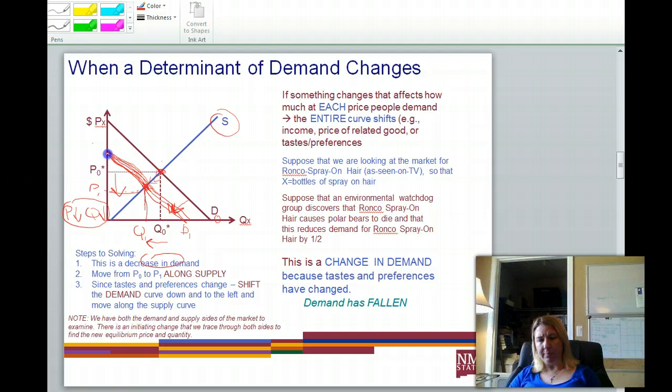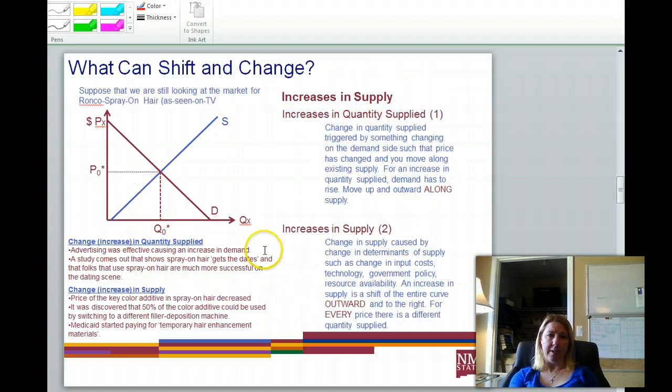So something happened in demand world, so what we do is we focus on what that change was. So we look at shifting that demand curve, and in this case it's a lower demand, so it moves to the left and it falls, and then we move along the existing supply curve because nothing happened to that one. And so this is a change in demand because tastes and preferences have changed, and that causes demand to fall. And when demand falls, we have a decrease in price and a decrease in the quantity supplied given no changes in supply. So when we think about the different things that can shift and change, that was some of the first two things that we wanted to look at.